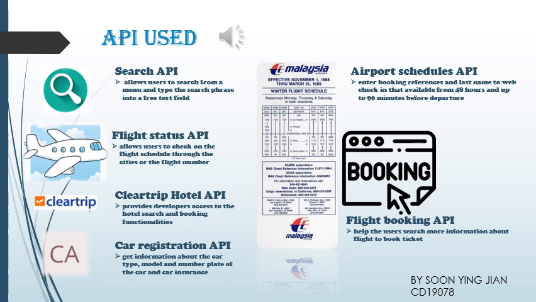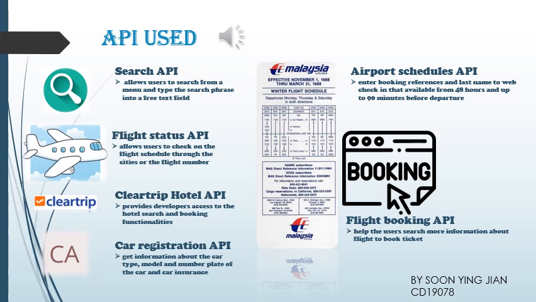There are 6 APIs used in Malaysia Airlines. First of all, Search API. It allows users to search from a menu and type the search phrase into a free text field. Then, Flight Status API. It allows the user to check on the flight schedule through the cities or the flight number.